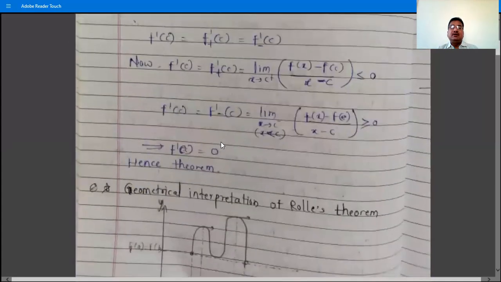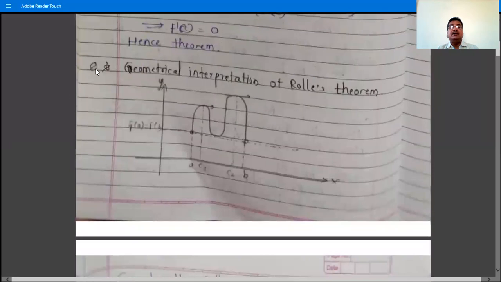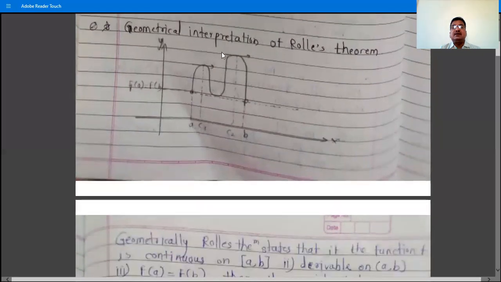So this is the proof of Rolle's theorem. Then the geometrical meaning of Rolle's theorem. Draw this figure. This is the curve y is equal to f(x), and f of a and f of b are both the same, the values at the starting point and the ending point. Suppose this is point A and this is point B, and show that f of A and f of B are equal, meaning these two points are at the same level. So f of A is equal to f of B, and this is the curve of the function y is equal to f(x).